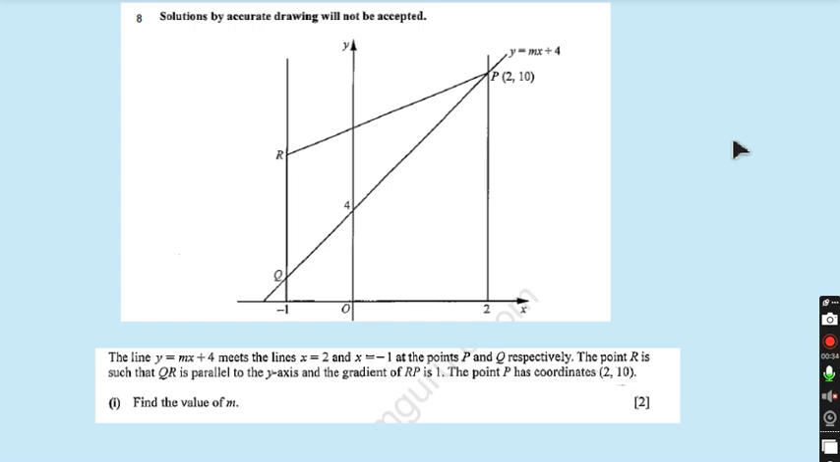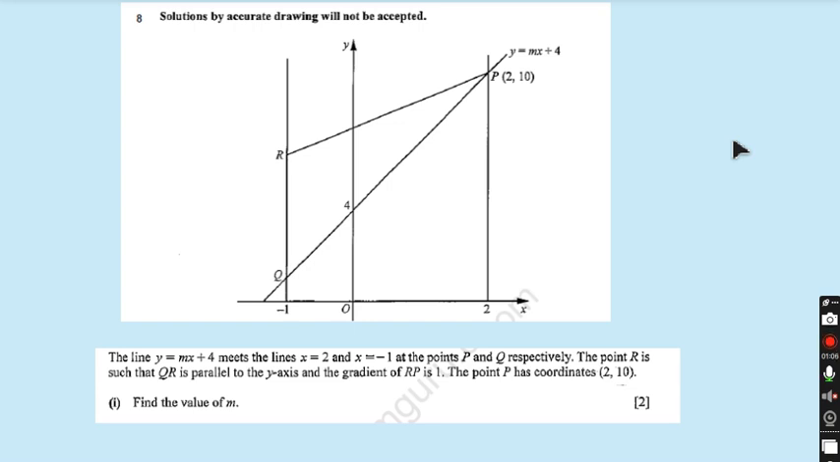The line y equals mx plus 4 meets the line x equals 2 and x equals -1 at the points P and Q respectively. The point R is such that QR is parallel to the y-axis and the gradient of RP is 1. The point P has coordinates (2, 10). Part 1: find the value of m.